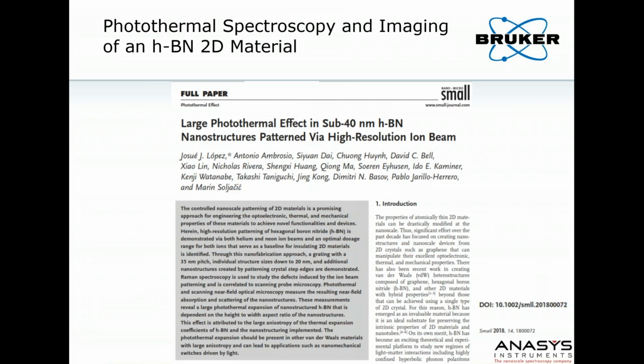Normally, we don't think of photothermal AFM-IR as being that useful for 2D materials. Dean showed that example of the graphene tip where they were able to see the photothermal effect on the end. This is another paper published on data collected at Harvard, where the main point of the paper is they're able to see a large photothermal effect on a sub 40 nanometer thick boron hydride material.